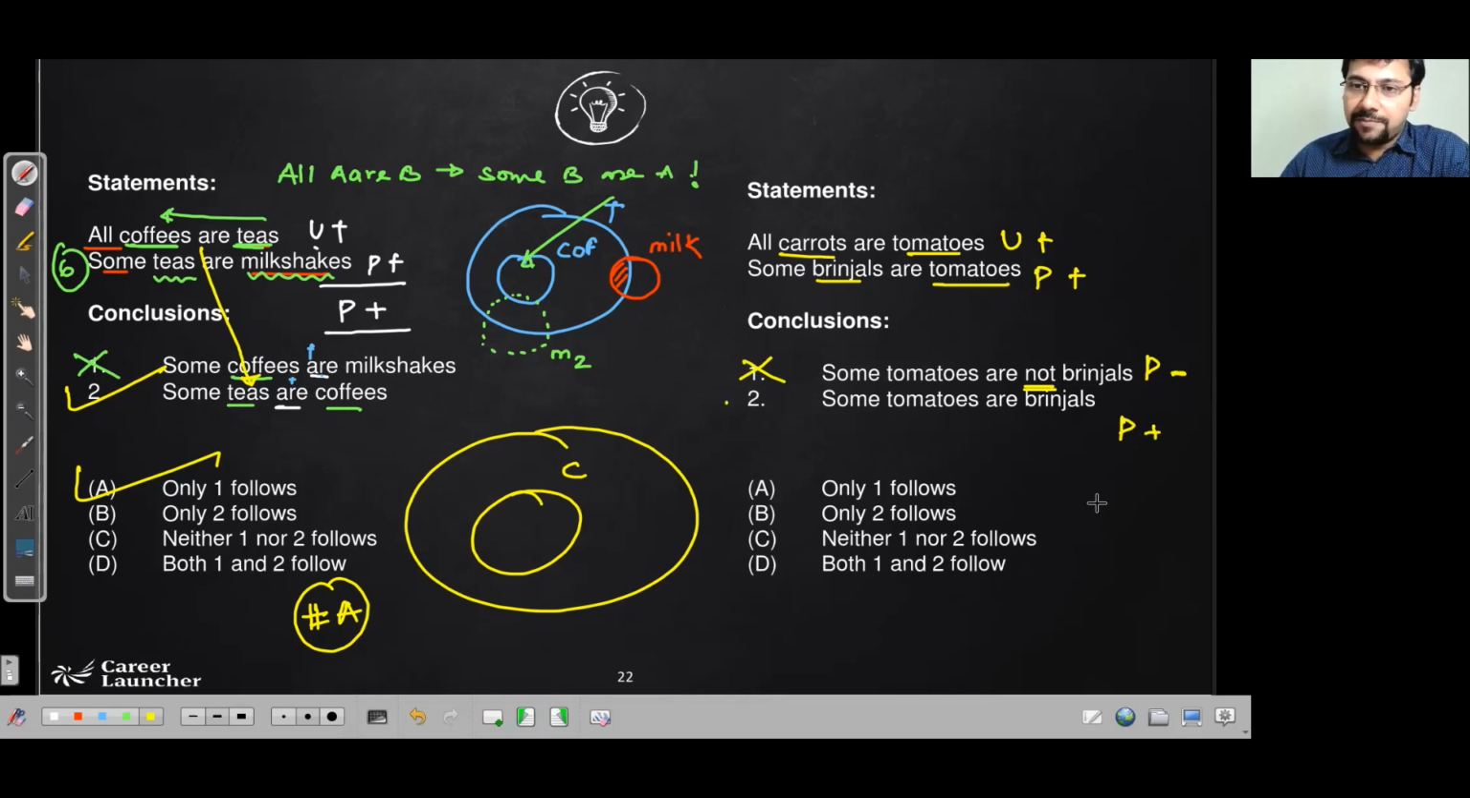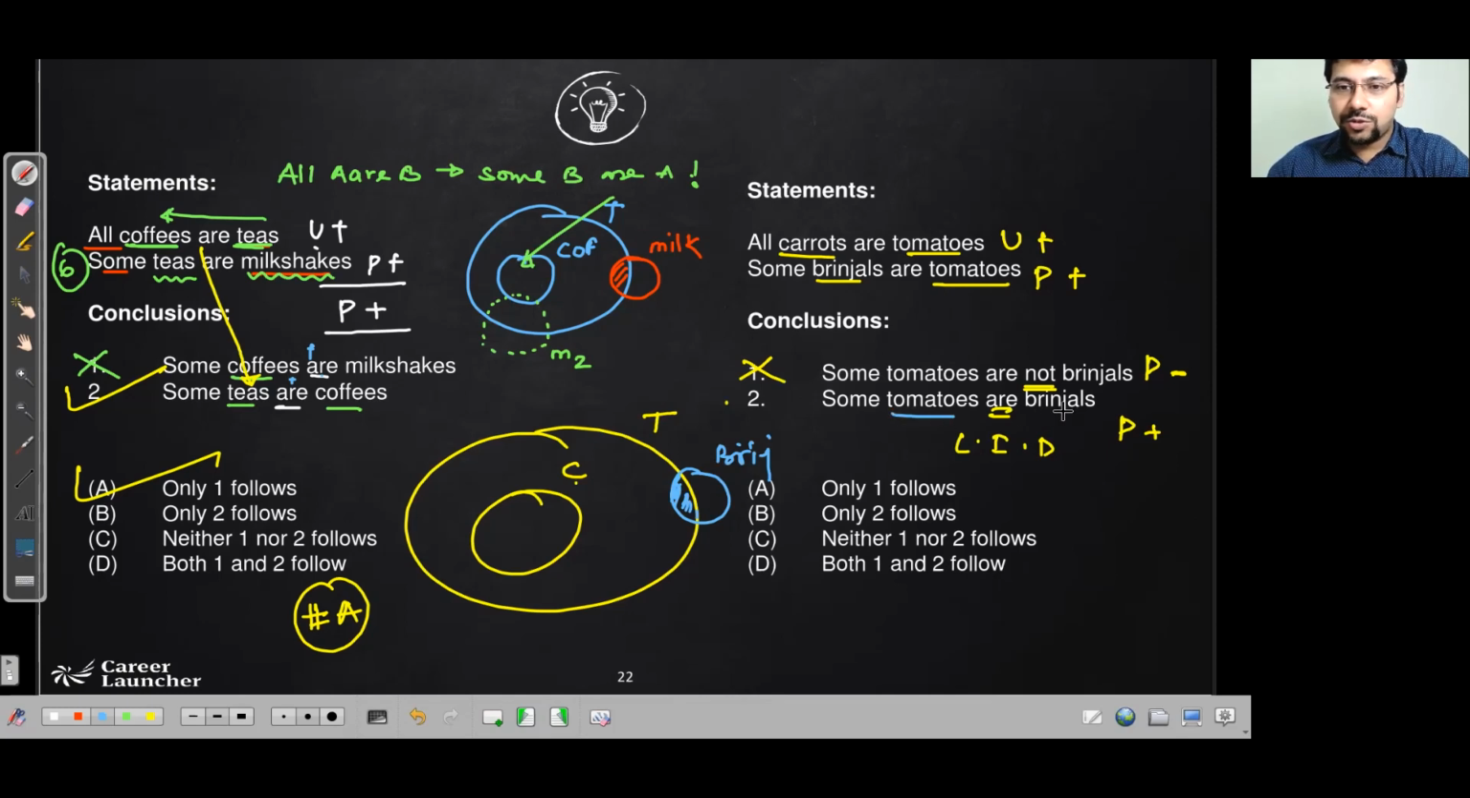So let's check a diagram. Let's try to draw a least intersection diagram. All carrots are tomatoes. Some brinjals are tomatoes. Now, brinjals is intersecting tomatoes, so I'm drawing brinjal as least intersection.